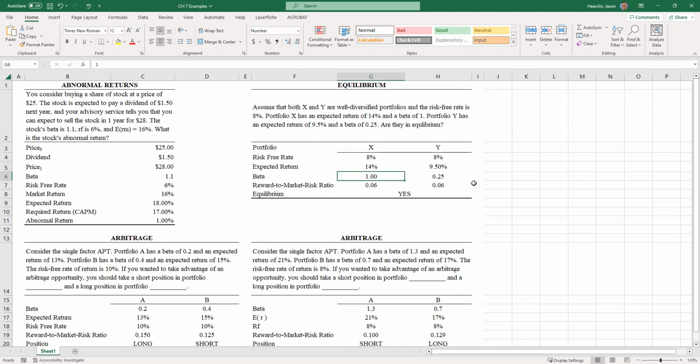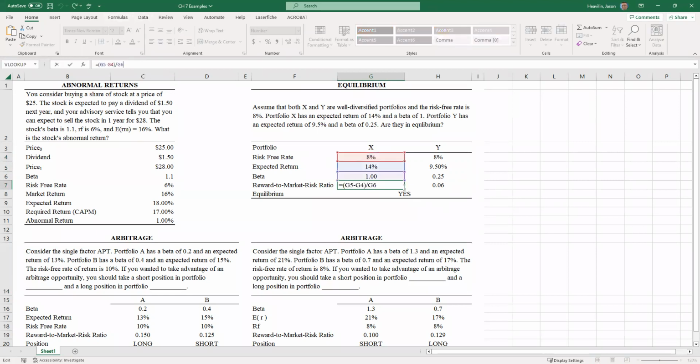However, the question is, is that difference justified by this difference? If they follow the same rate of change based on, of course, the risk-free rate involved, then you will say, yes, they are in equilibrium. So what we do is we apply this formula.